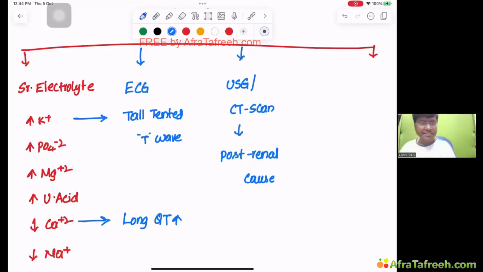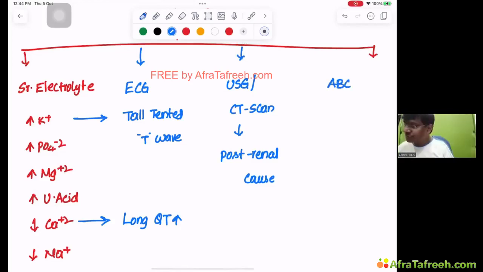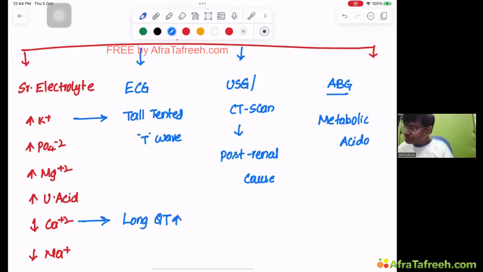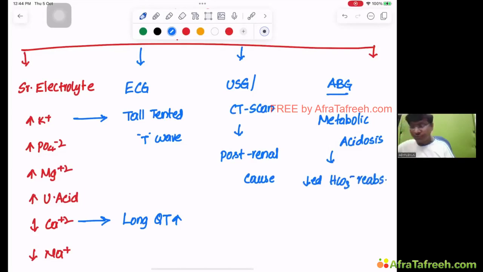And another important investigation is the ABG. So ABG, what will it show you? That there is presence of metabolic acidosis. Why is there metabolic acidosis? Metabolic acidosis is mainly because of decreased bicarbonate reabsorption at the level of renal tubules. Where is the site of bicarbonate reabsorption?